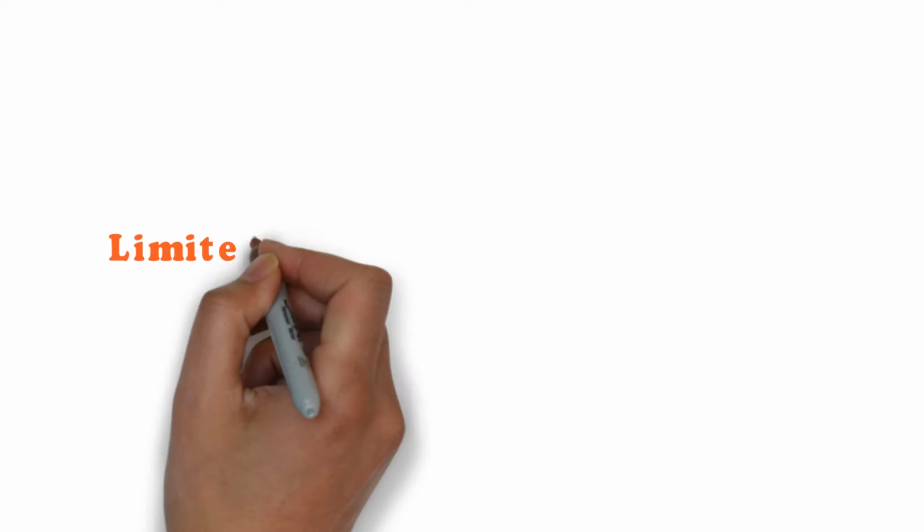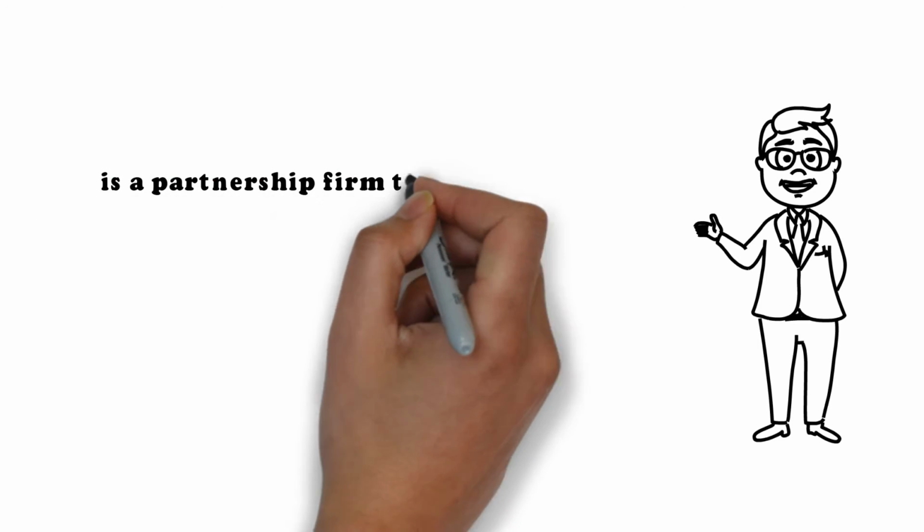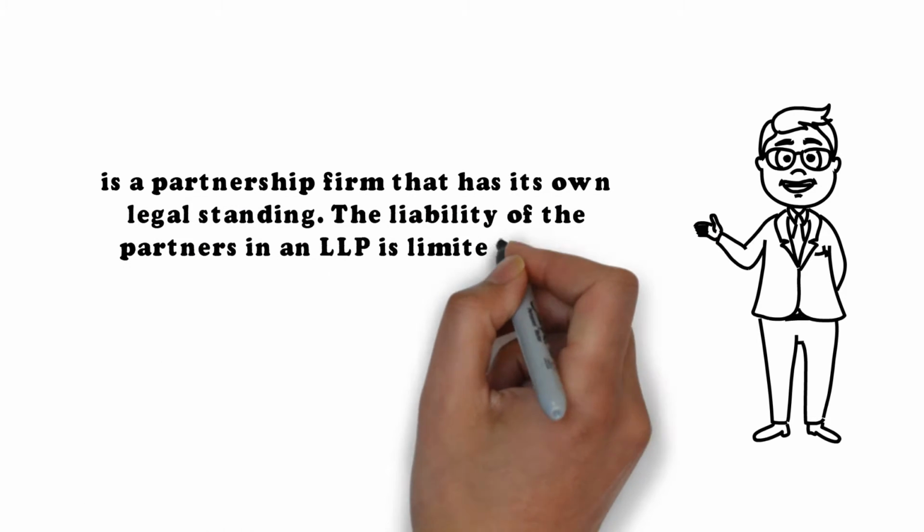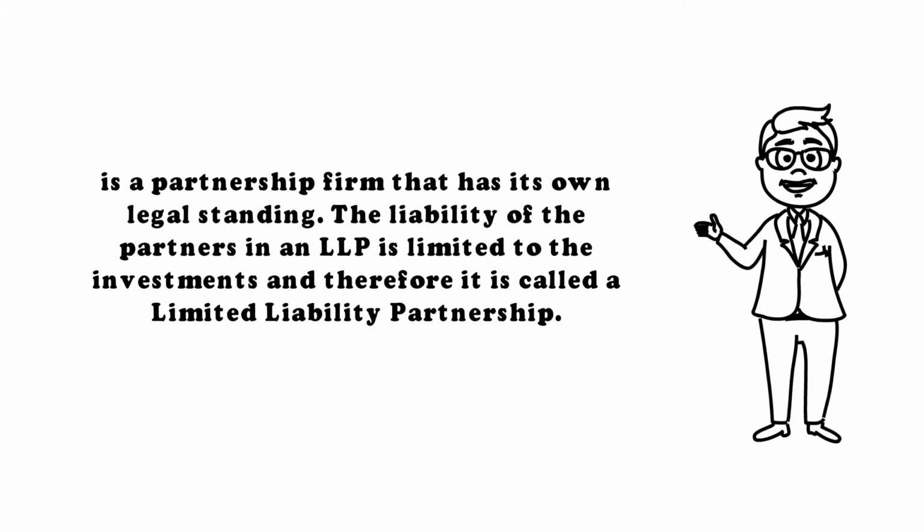3. Limited Liability Partnership, LLP, is a partnership firm that has its own legal standing. The liability of the partners in an LLP is limited to their investments, and therefore it is called a Limited Liability Partnership.